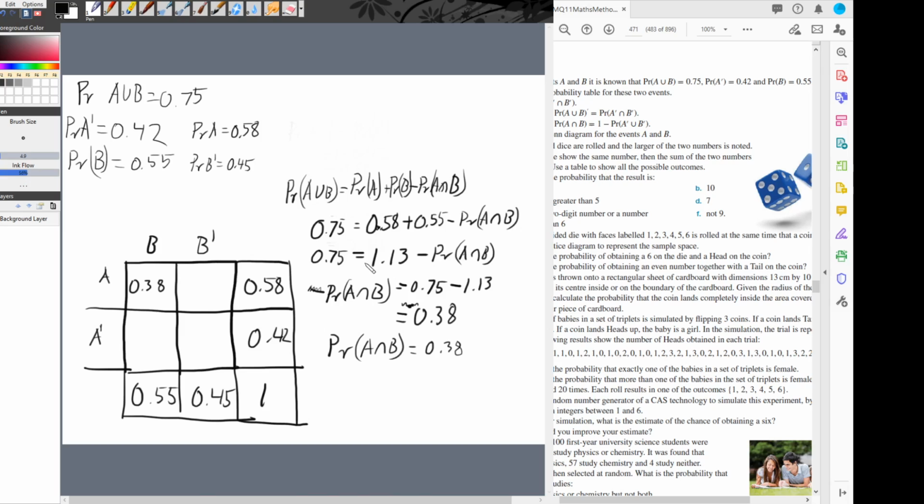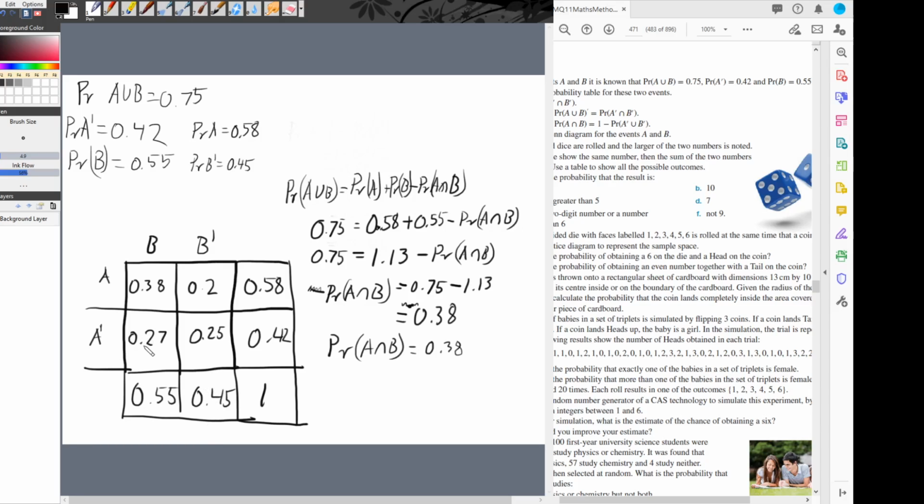So now we can just quickly fill in the rest of the table. 0.38 plus 0.2 is equal to 0.58. 0.38 plus 0.27 is equal to 0.55. 0.2 plus 0.25 is equal to 0.45.